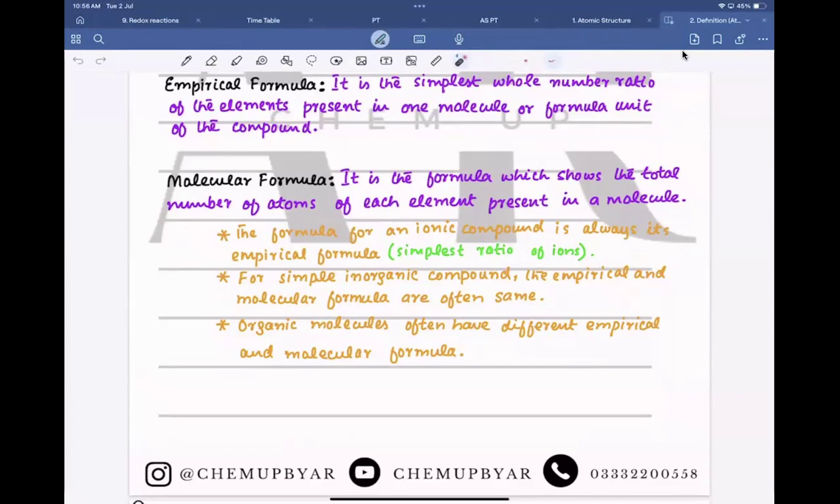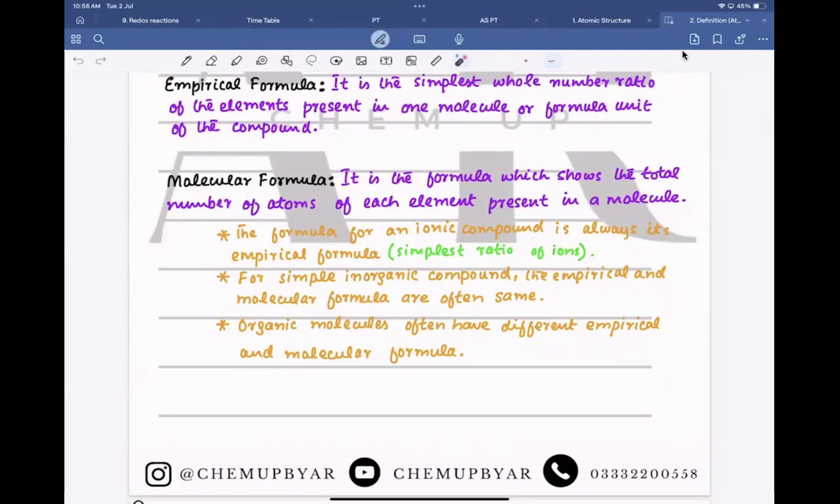HCl and NaCl both would be ionic compounds, right? No, NaCl is an ionic compound, HCl is covalent. So HCl would have the same empirical and molecular formula. Yes, it has the same empirical and molecular formula. Very good.